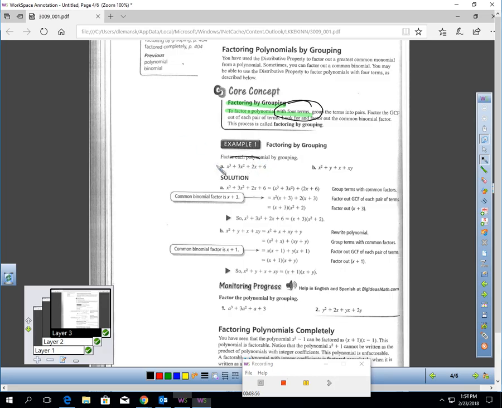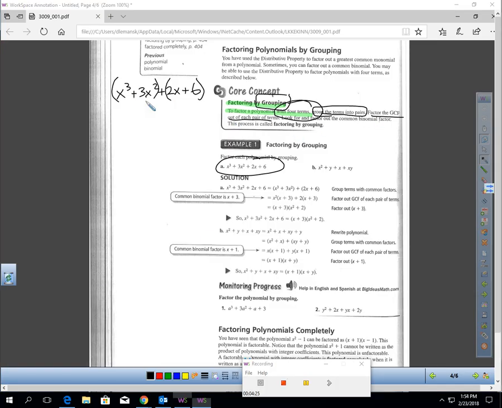So let's do this example. Okay? I'm going to write it down. And do you notice there's 4 terms? And I don't have a common factor in any of them. There's nothing I can pull out. So we're going to use this method called grouping. So here's what it means. Group the terms into pairs. So that means do this. Break this up into a front half and a back half. Next, find the greatest common factor in each grouping.